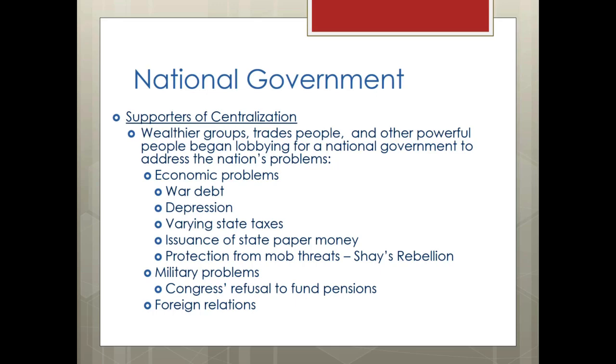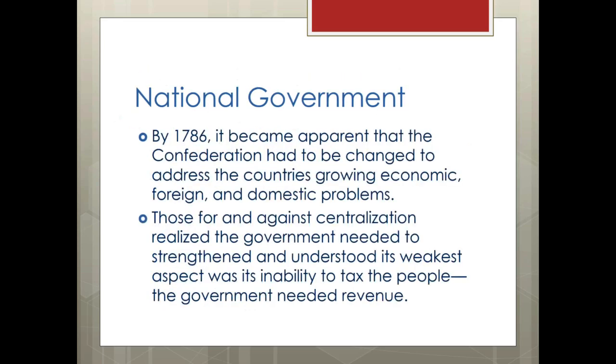Also, there were problems with the military because Congress refused to fund pensions. And there were problems with foreign relations because a lot of the foreign countries didn't view the country as unified enough in the ways it mattered to do business with them. So it was apparent by 1786 that the Confederation had to be changed to address the country's growing economic, foreign, and domestic policies and problems.